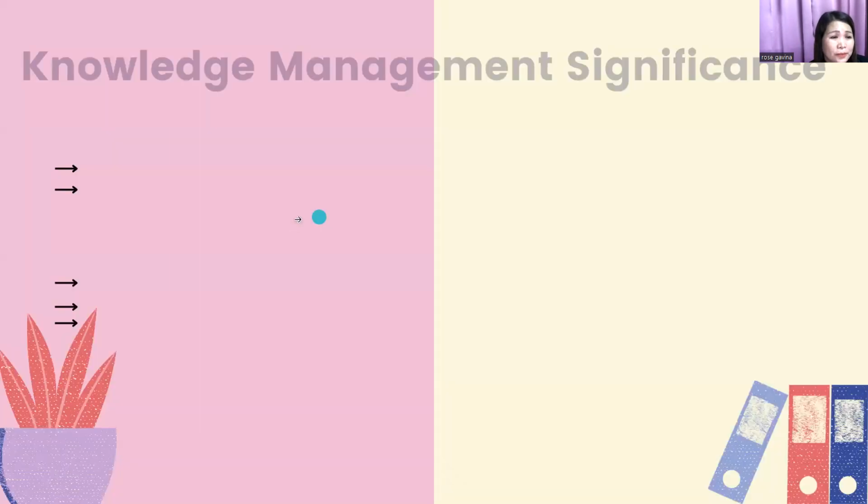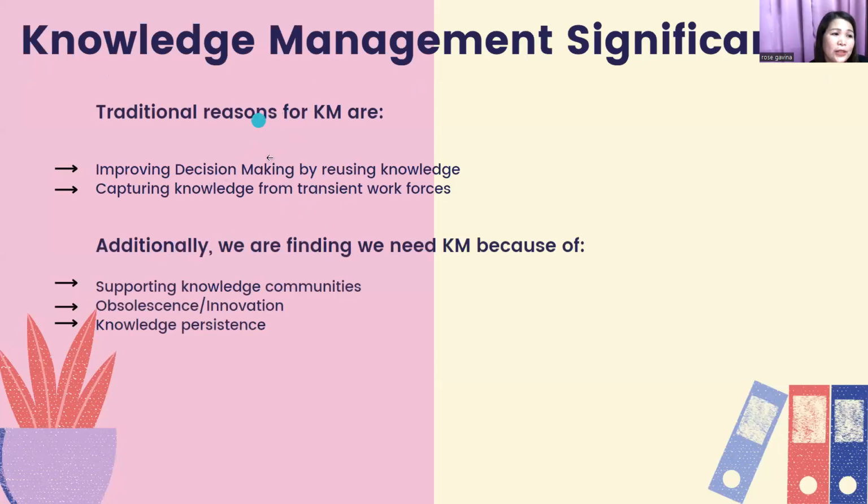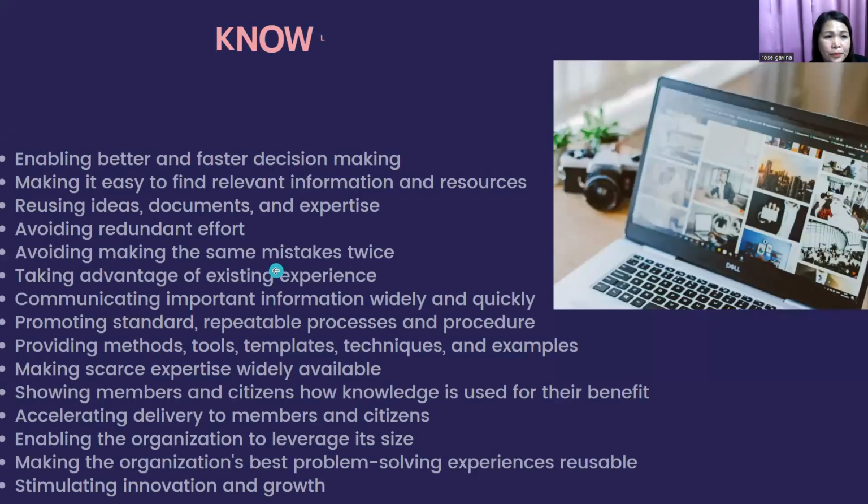The knowledge management significance. So traditional reasons for KM or knowledge management are the following. Improving decision making by using knowledge and capturing knowledge from transient workforces. Additionally, we're finding we need knowledge management because of supporting knowledge communities, obsolescence or innovation, and knowledge persistence.